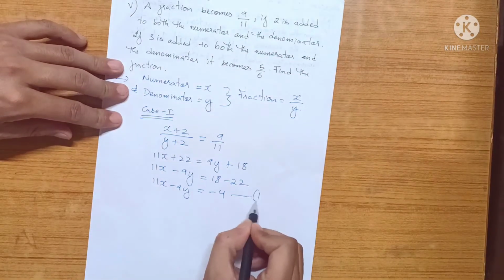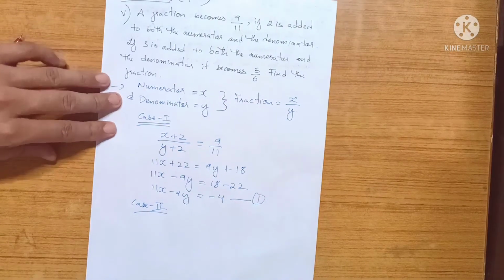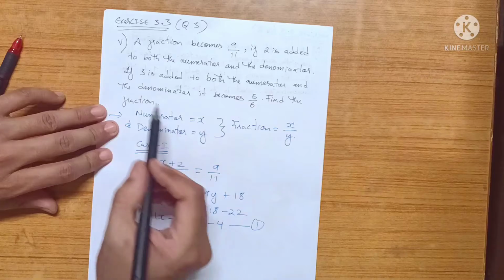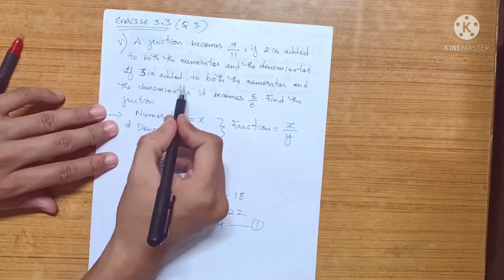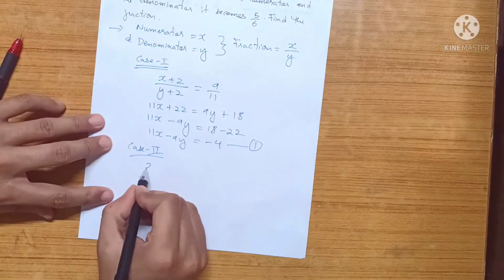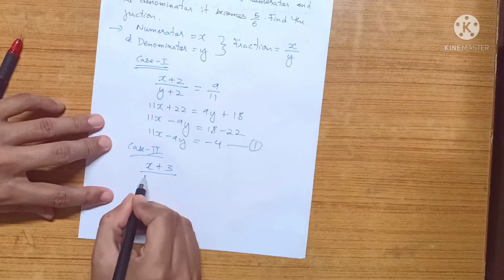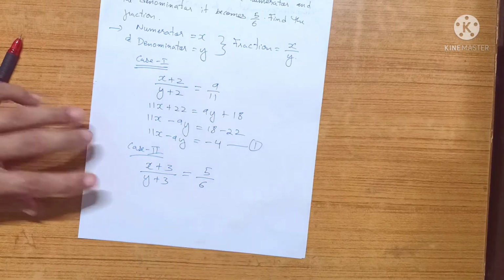Yeah, question 1. So let's make case 2. What is case 2 saying? Case 2 is saying if 3 is added to both numerator and denominator, it becomes 5 by 6. So they're saying if 3 is added to numerator and denominator, the fraction becomes 5 by 6, right?